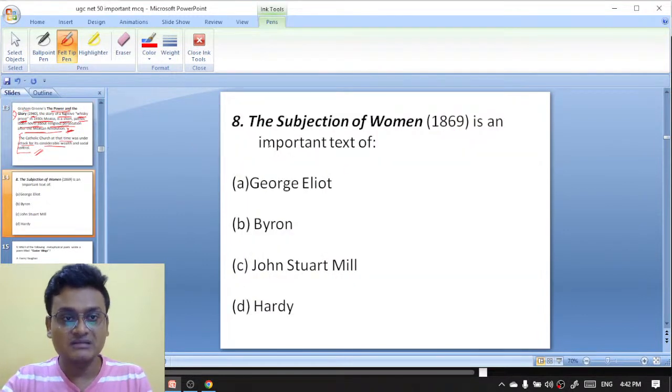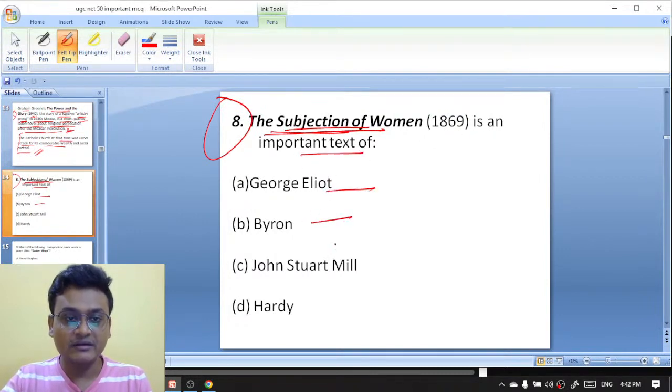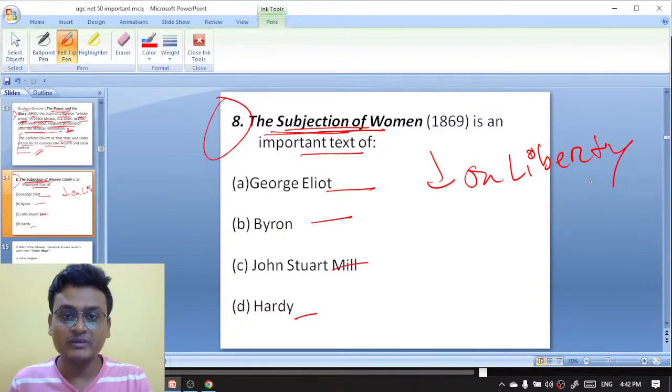Now moving on to question number 8. The Subjection of Women, 1869, is an important text of George Eliot, Byron, John Stuart Mill, and Hardy. Another important work is On Liberty. I have given a clue that On Liberty was also written by him.